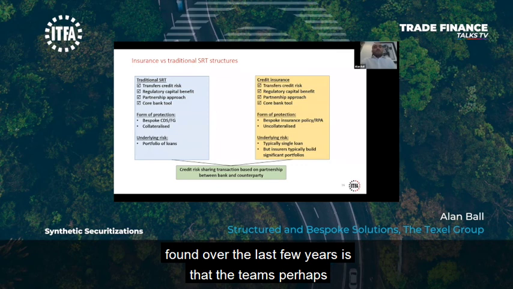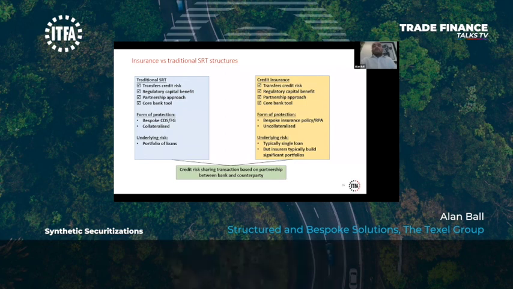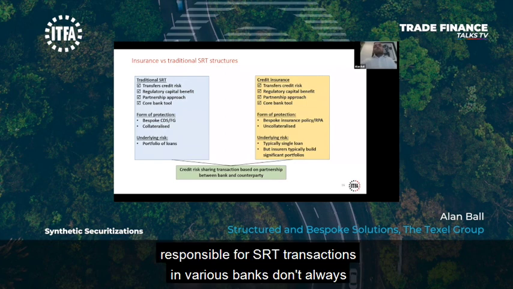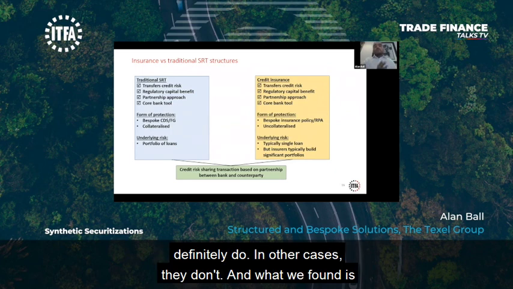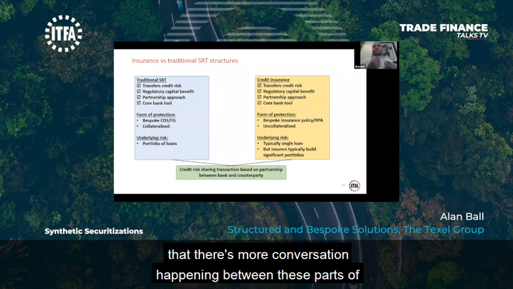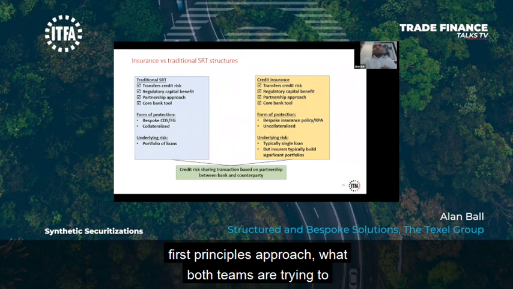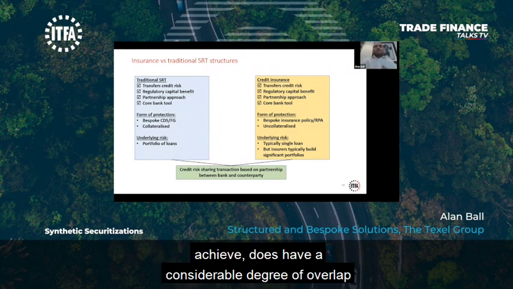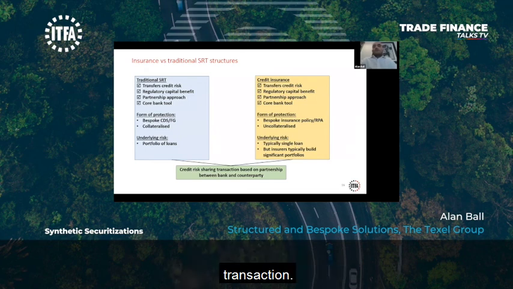But what I've found over the last few years is that the teams perhaps responsible for insurance distribution and the teams perhaps responsible for SRT transactions in various banks don't always know about the existence of each other. In some cases, they definitely do. In other cases, they don't. And what we found is that there's more conversation happening between these parts of the banks, because you can see how, from a first principles approach, what both teams are trying to achieve does have a considerable degree of overlap. The form of protection is a CDS or financial guarantee on an SRT transaction.